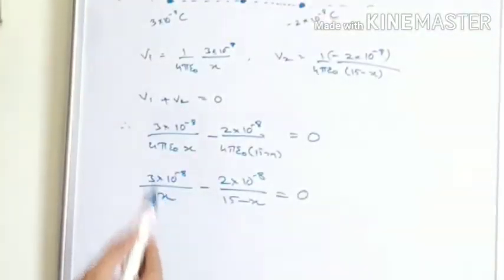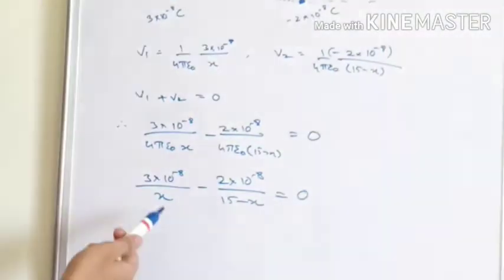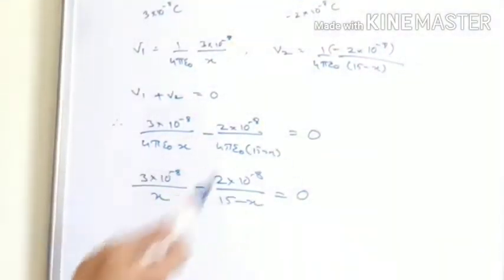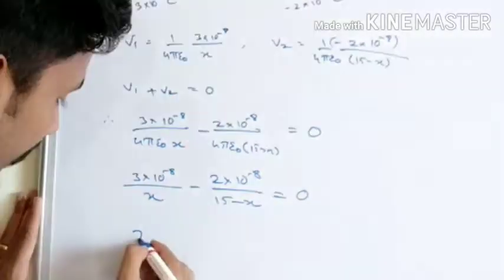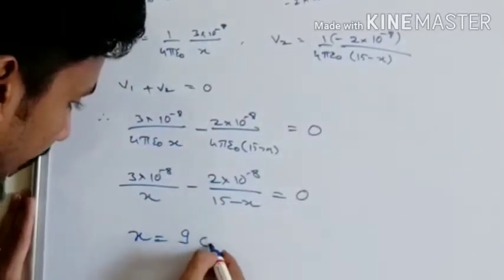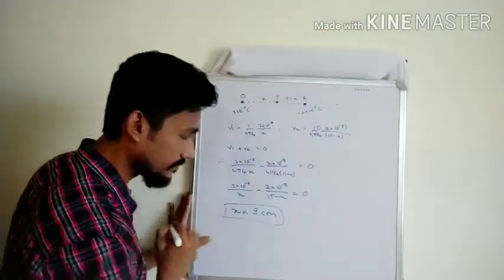Now we can solve for x. I hope you can solve it very easily. Do the cross multiplication, solve for x. You will see that you get the value of x is equal to 9 centimeters.